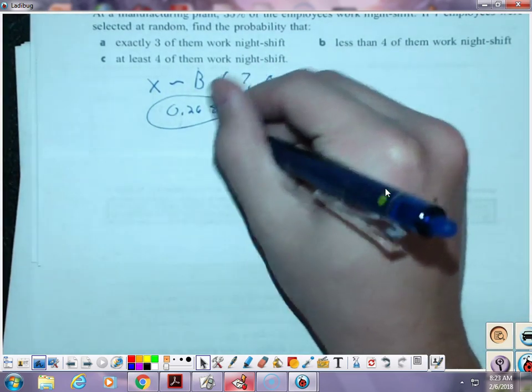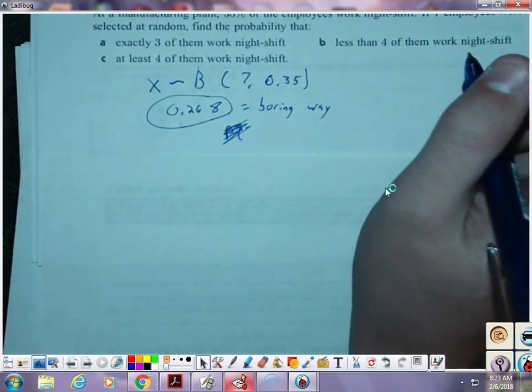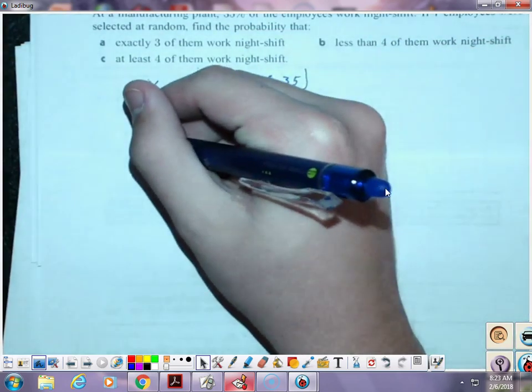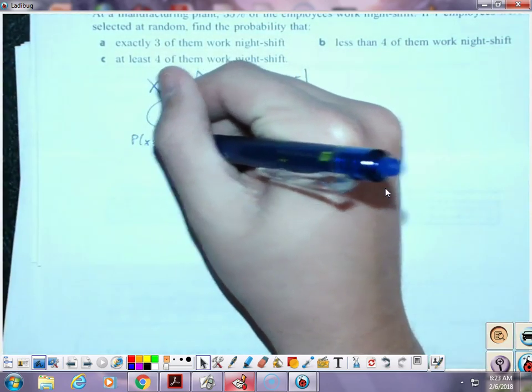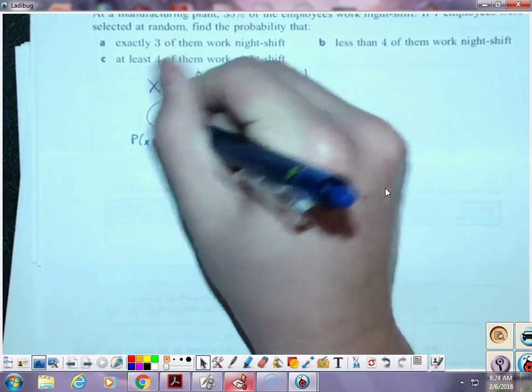Wait, sorry. You can put it is 0.268. So as far as work that you have to show, put probability of x equals 3 equals 0.268. So if you show those two things, it's enough work.